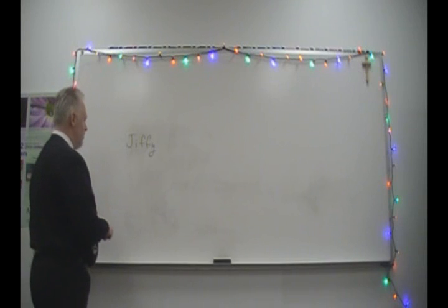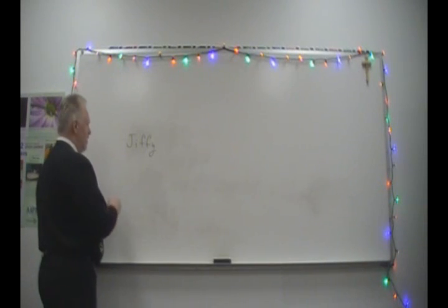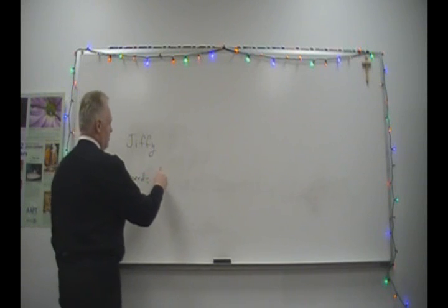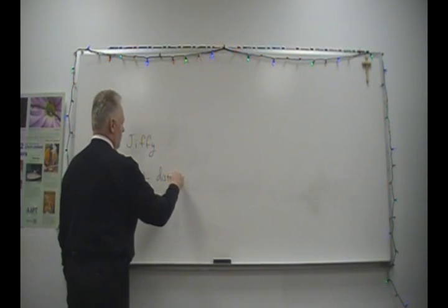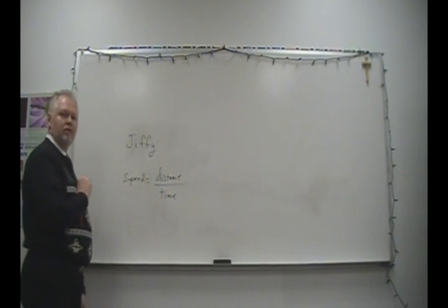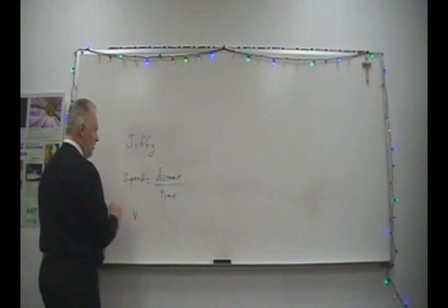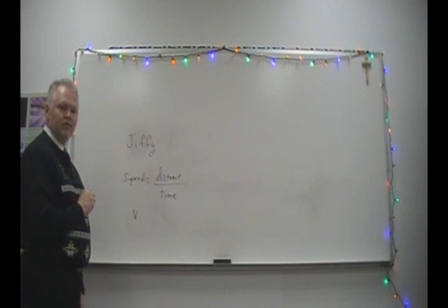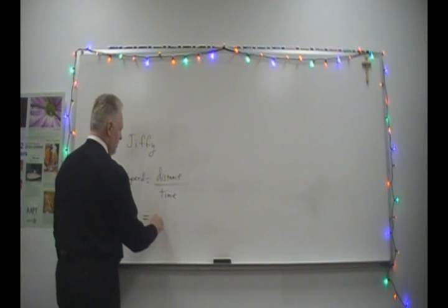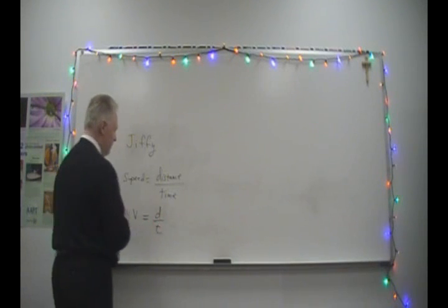Well, we started with a basic formula for speed. Speed equals distance over time. And for speed, I use the symbol v. We use that quite a bit in physics. Usually it refers to velocity, but in this case, we're using it for speed. And I use d for distance and t for time.